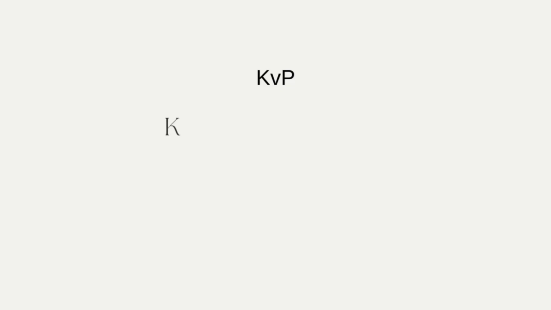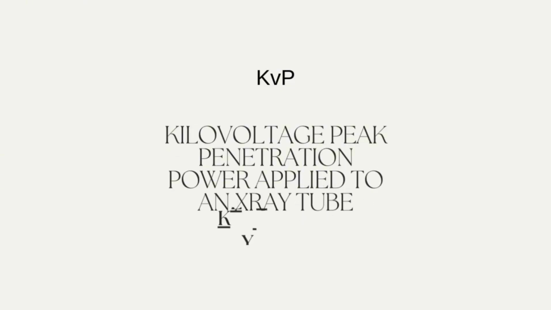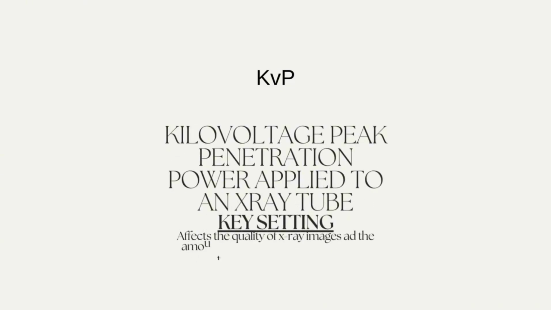So first, we're going to start off with KVP and MAS. KVP stands for the kilovolt peak, which refers to the peak voltage applied to the X-ray tube. KVP controls the penetration power of the X-ray beam. So the higher the KVP, the more penetration power. It can go through dense tissues like bone.